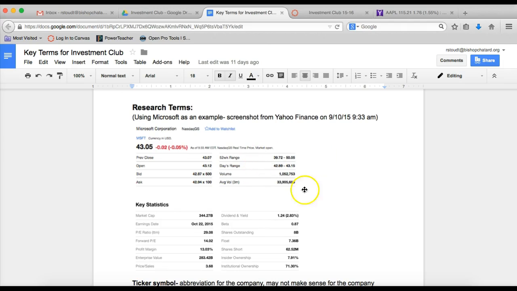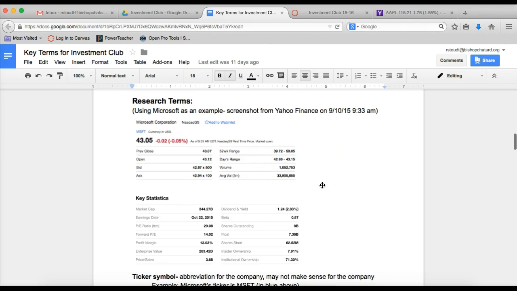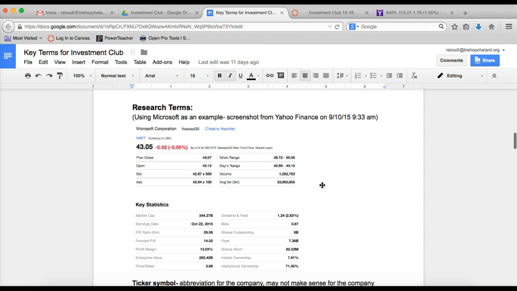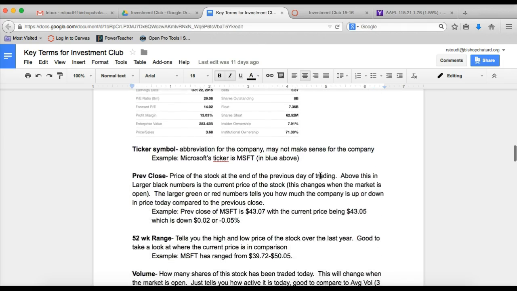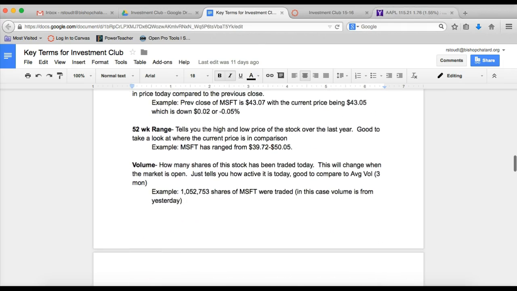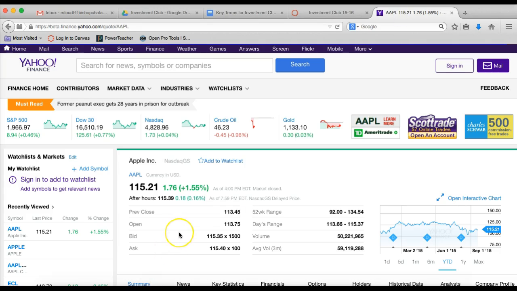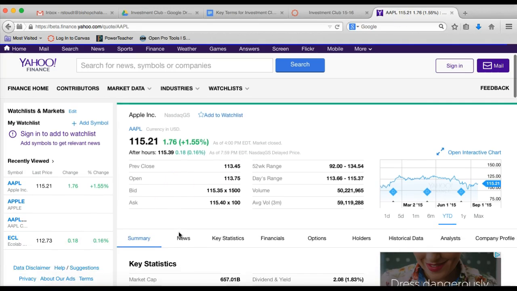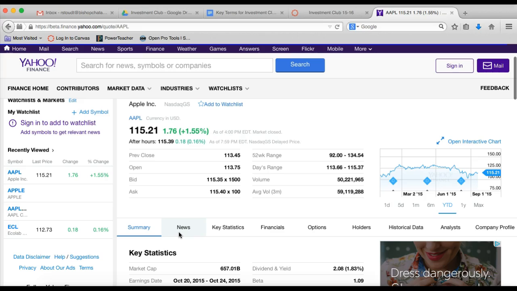So far, I didn't get through a whole lot in the last video, but I did spend a lot of time talking about the graph. I did talk about the ticker symbol, previous close, 52-week range, and now I'm going back to Apple, and I'm going to be talking about the volume and some of the other key statistics.